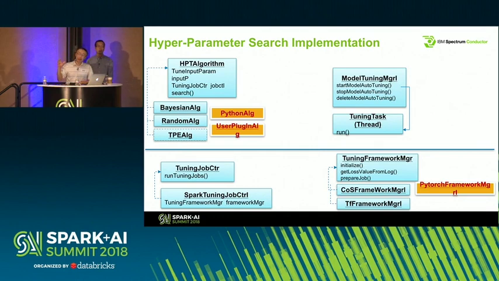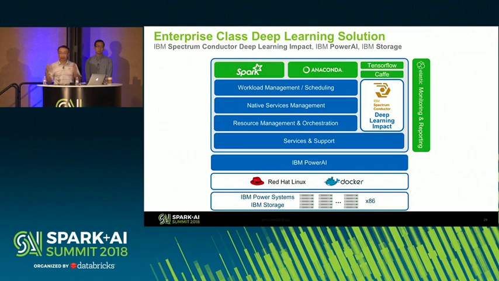And with Spark, we also support different framework backends. At this moment, we support TensorFlow and Caffe. PyTorch and other frameworks will come up next. And all those capabilities are in an end-to-end package called Spectrum Conductor Deep Learning Impact, which also works hand in hand with IBM PowerAI running on IBM Power systems.